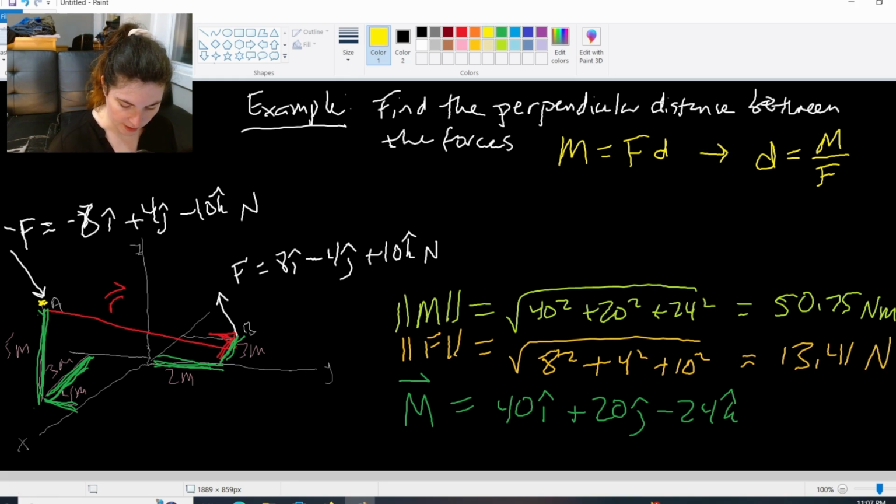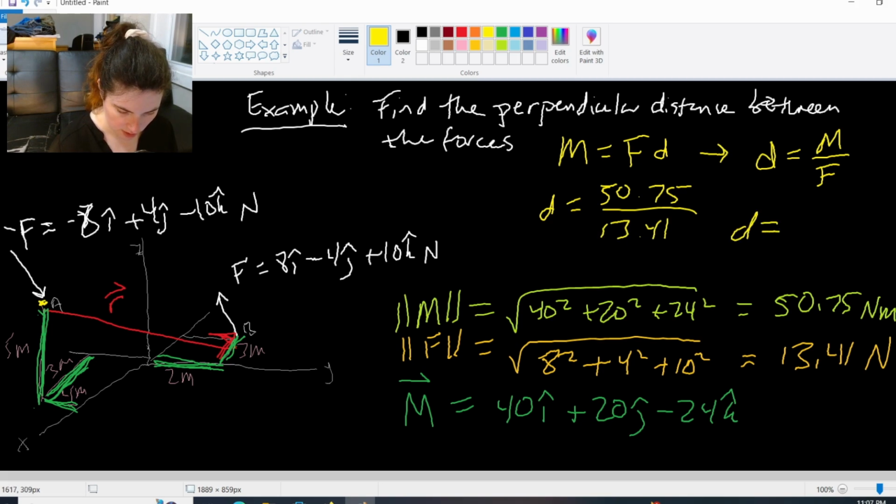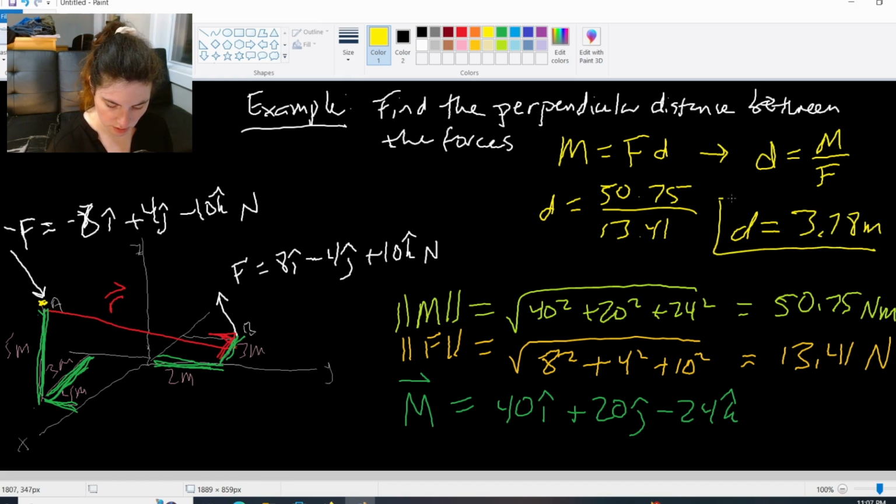I can plug those back up here into my formula. d equals 50.57 over 13.41. And that gives me a distance of 3.78 meters. And that's it.